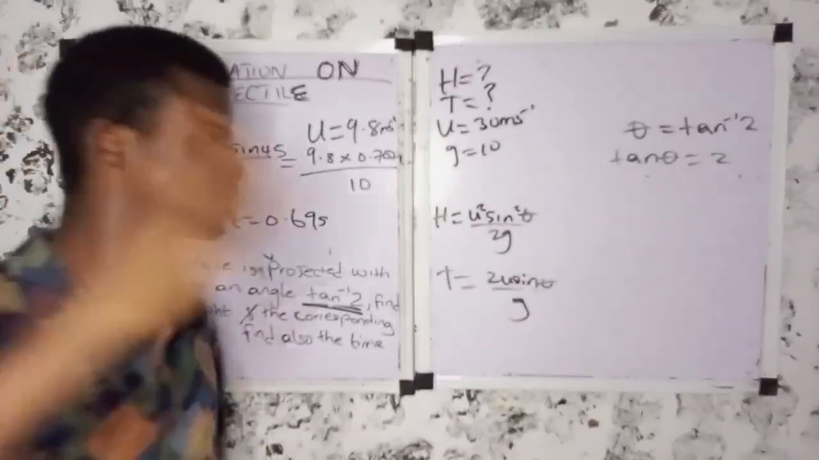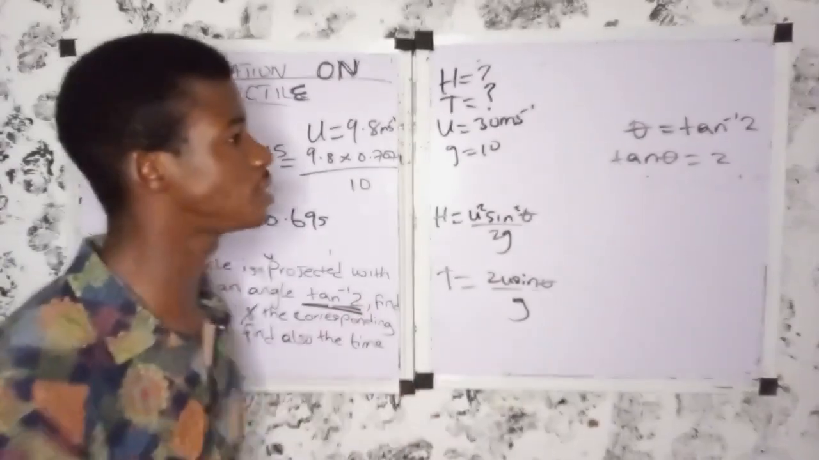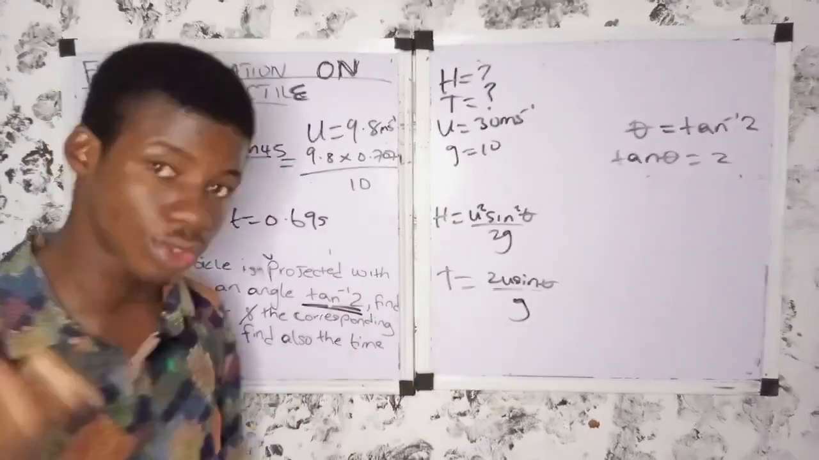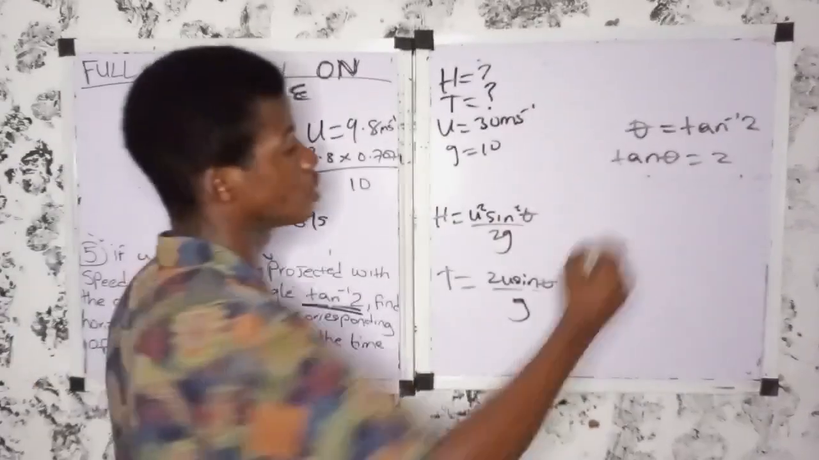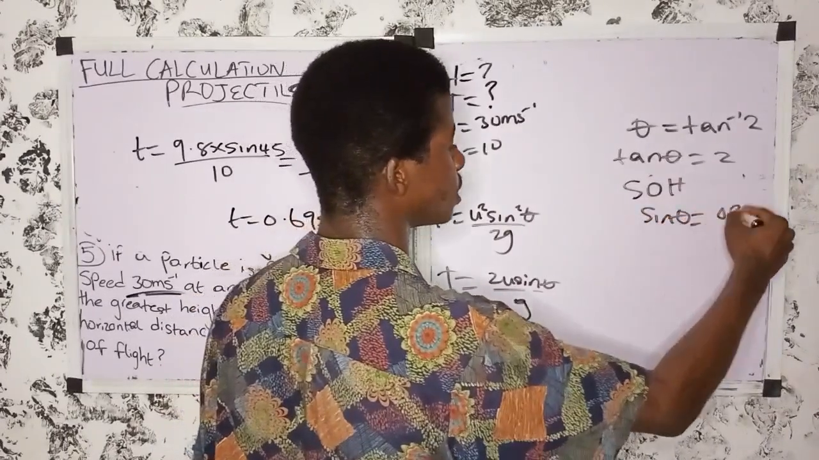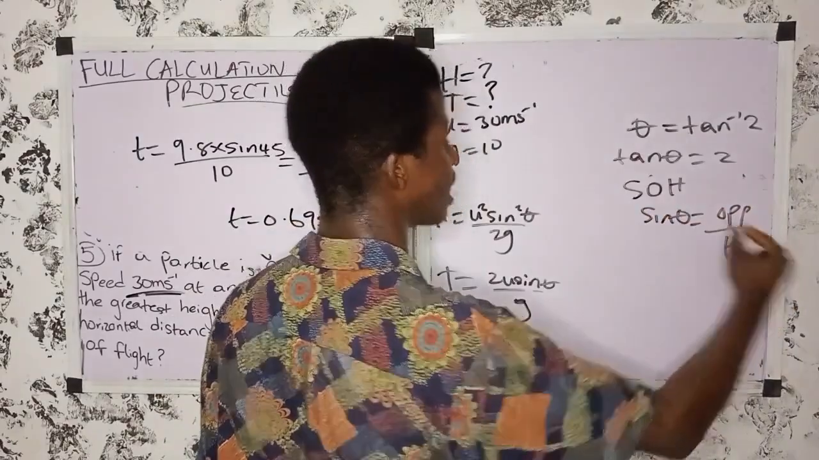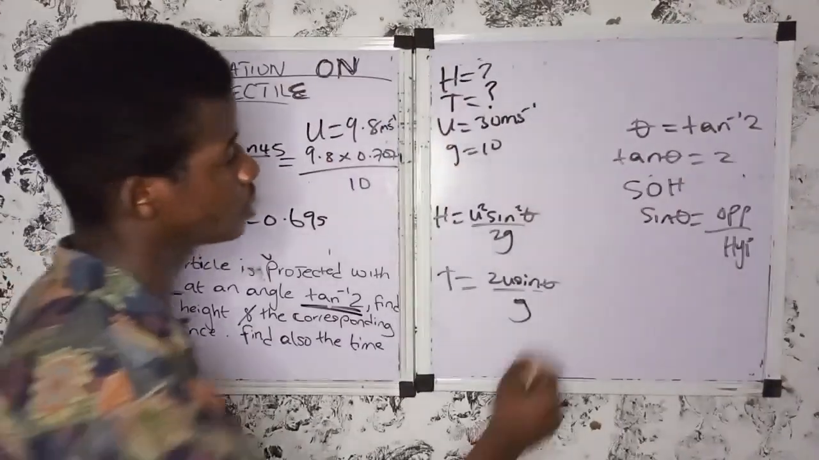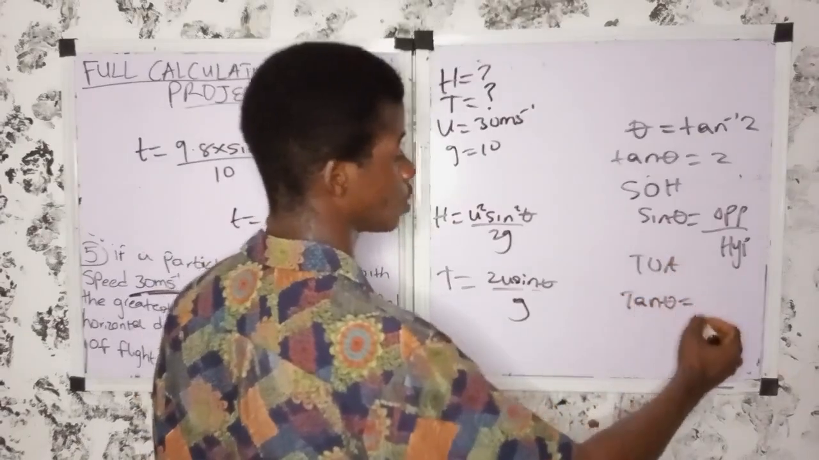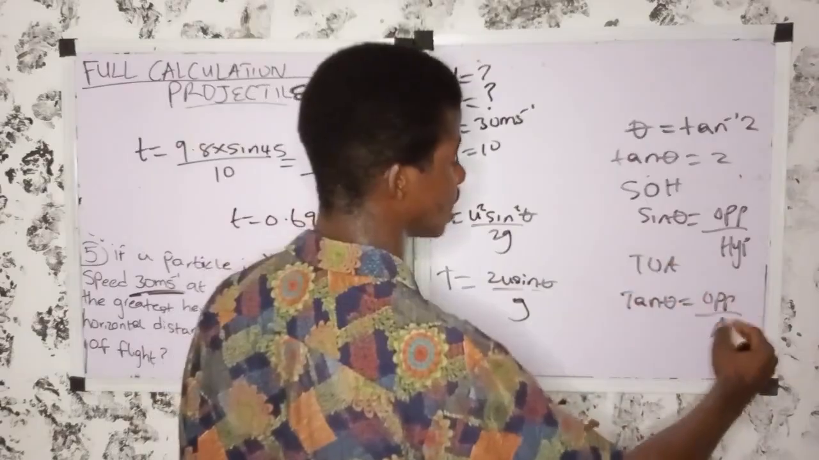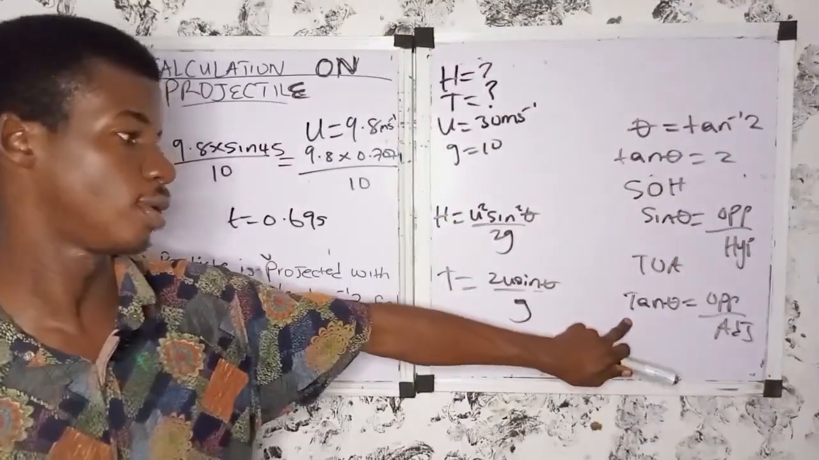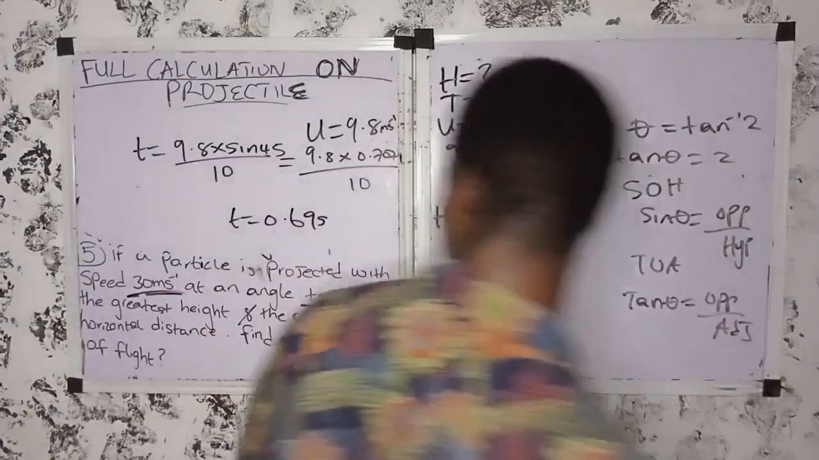Remember Pythagoras theorem now. Remember that one? I mean trigonometry, those SOHCAHTOA, right? Now, sine theta is equal to what? Opposite over hypotenuse, right? Then TOA is tan theta, is equal to what? Opposite over adjacent, right? Okay. Yes. Now, what interests me here is this one.